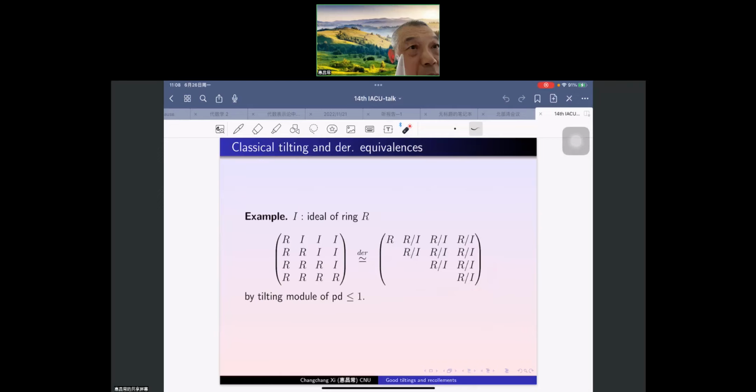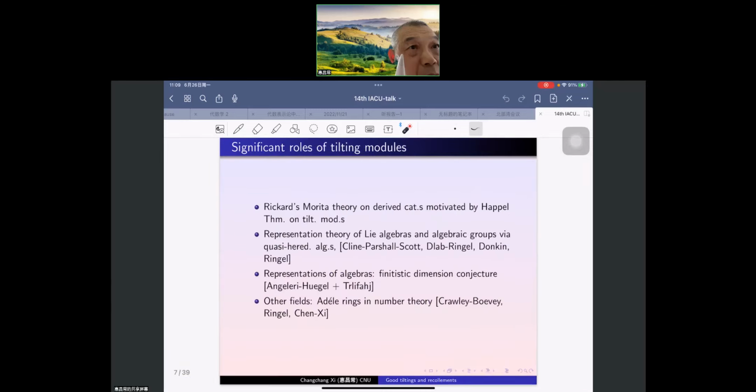This can be given by a tilting module of projective dimension less than or equal to one. From this example, you will see we derive the equivalence, which can simplify the algebra. From this side, you will see the algebra has many elements that are not zero. And here you will see this matrix is simple. So why are we interested in tilting modules?